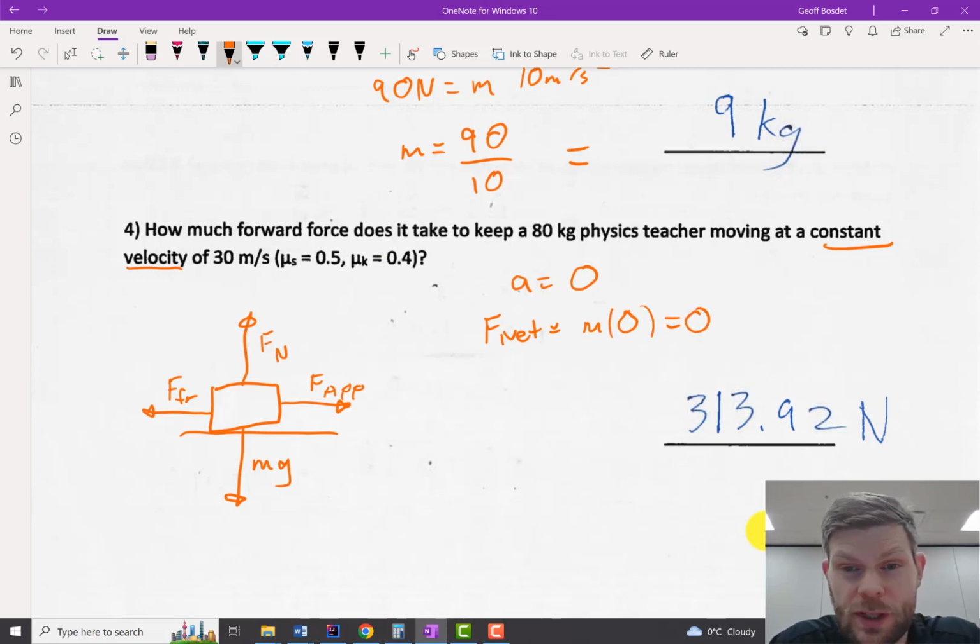And net force is kind of who wins by how much. So if you have two forces fighting, it's how much the bigger force is winning by. In this case, no forces are winning. Otherwise, it would be accelerating. So we know all our forces have to cancel. So that normal force, we know that's m times g, which in this case would be 80 times 9.8.